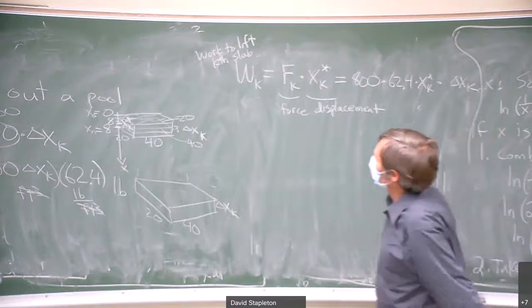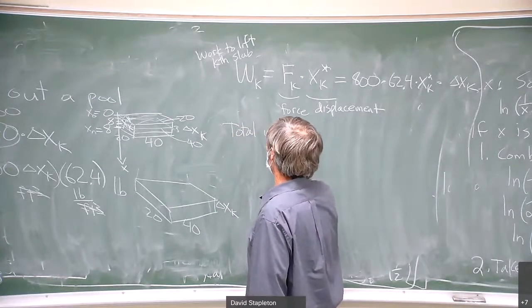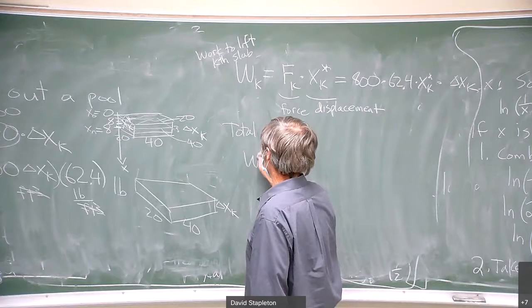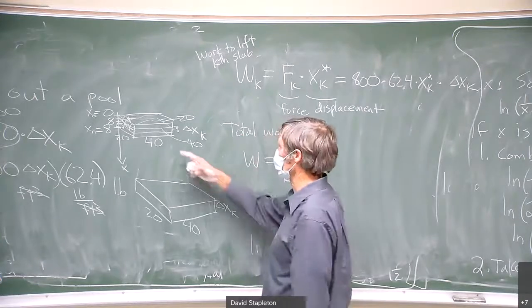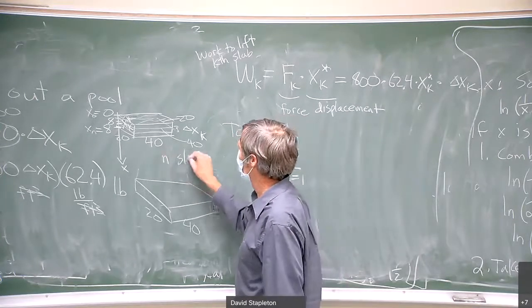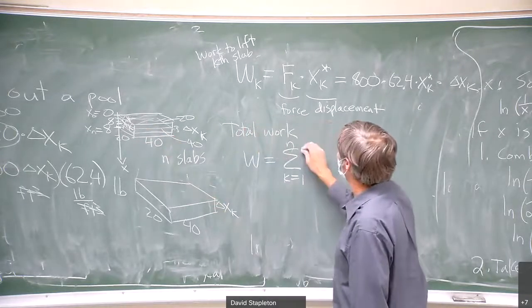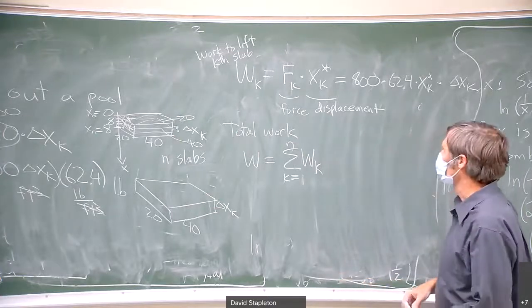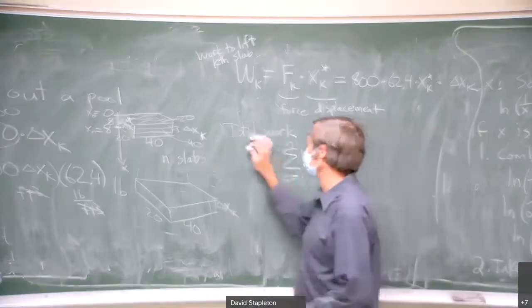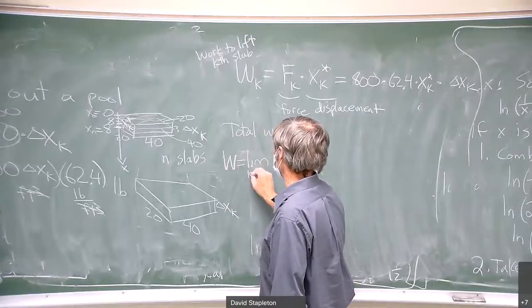Now the total work is the work to lift all slabs. W equals the sum, k equals 1 to n slabs. That partitions the interval into n subintervals, with the work to lift the k-th slab. What's more, you can let n go to infinity to get the limiting result.